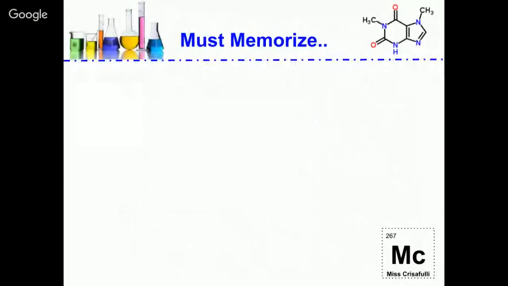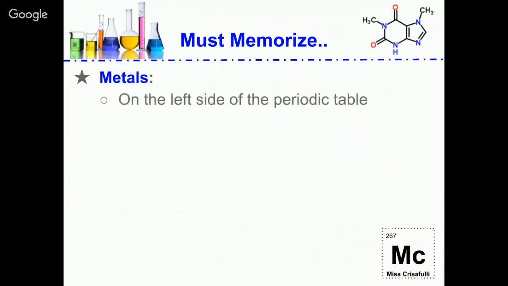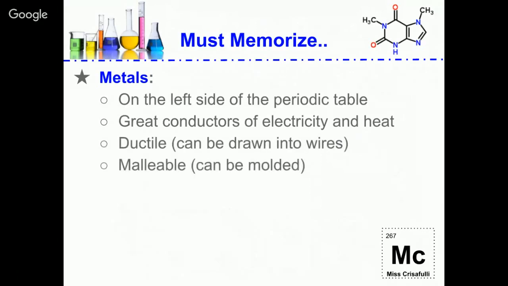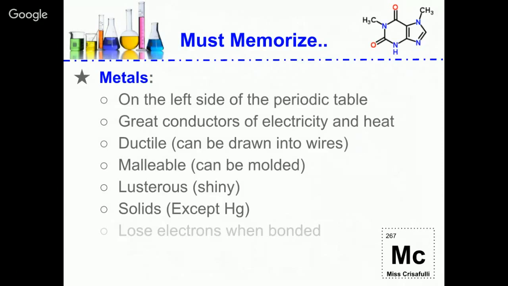So you need to memorize the following. You need to memorize what the metal properties are. They're on the left side of the periodic table. They're great conductors of electricity and heat. They're ductile, which means they can be drawn into wires. They're malleable, which means they can be molded. They're lustrous, which means they can be shiny. They're solids except for mercury. They lose electrons when they bond.